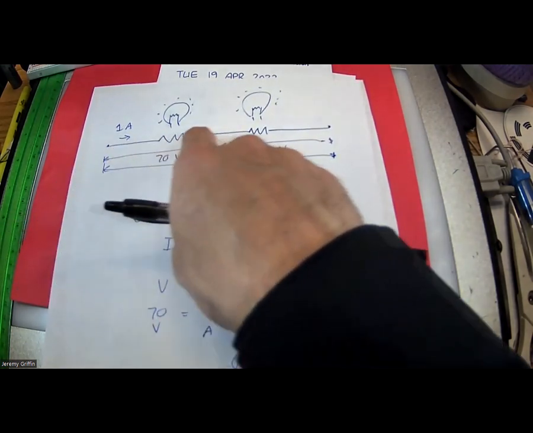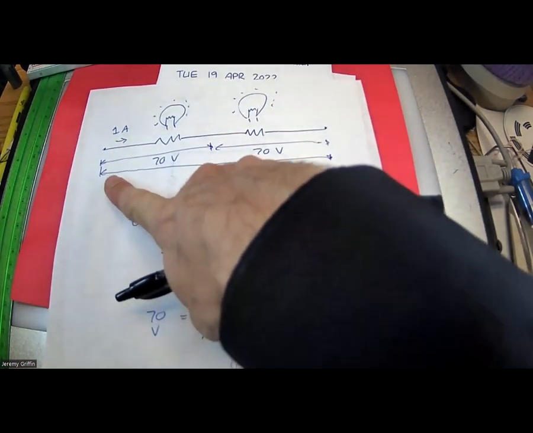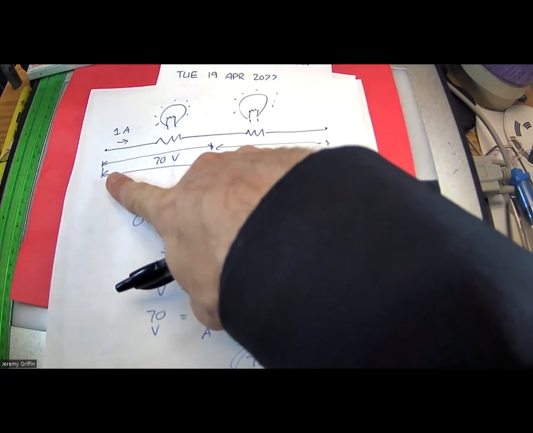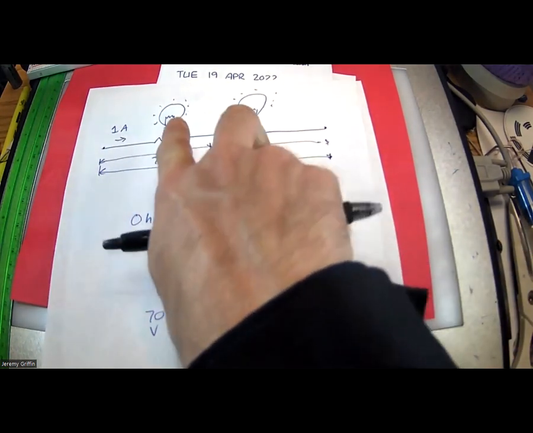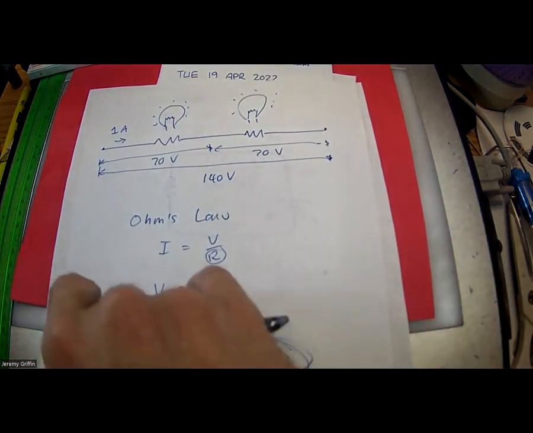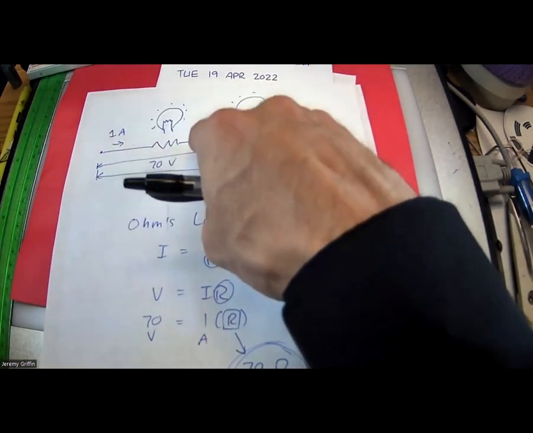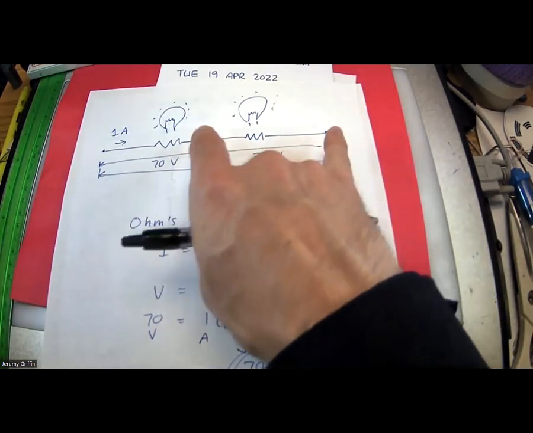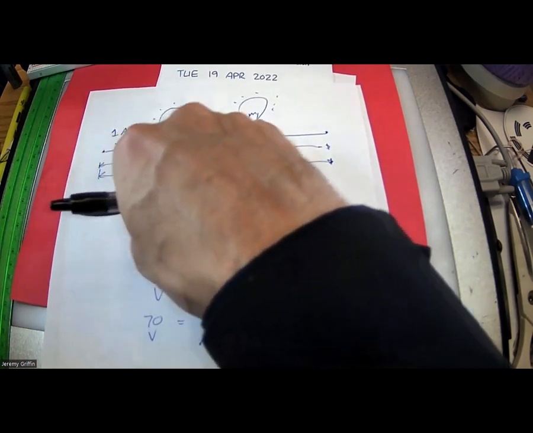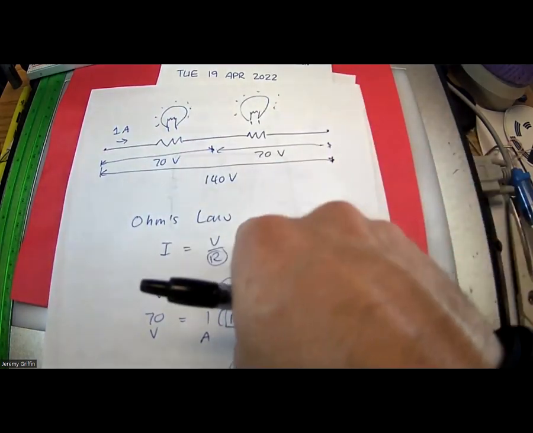They said 1 amp is flowing through. They said there's a potential difference of 140 volts across the whole thing. Now, because the bulbs are identical, that means the same resistance. Shouldn't it drop 70 volts followed by another 70 volts? So you've got 2 waterfalls in succession, one after another, both 70 volts tall.